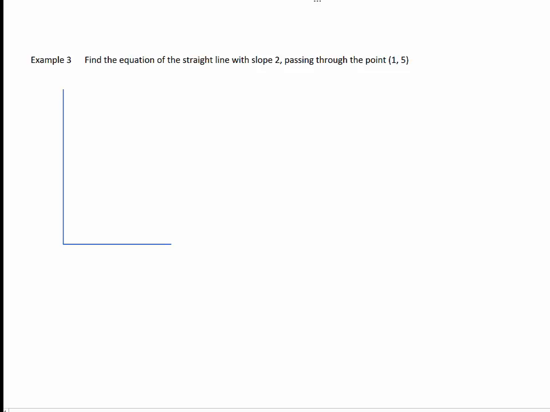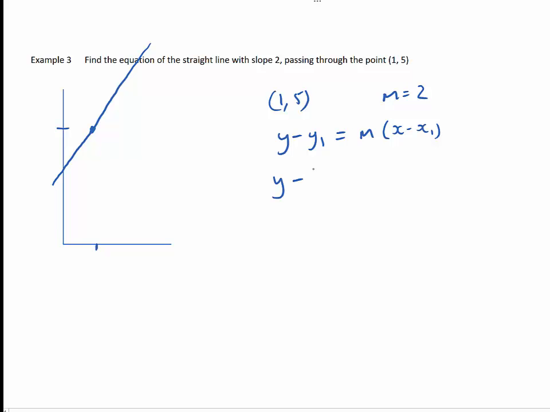Okay, this is a fairly typical example. Find the equation of a straight line with a slope 2 passing through the point 1, 5. Well, 1, 5 is perhaps somewhere like this, and a slope of 2 means it's rising quite quickly, so it'll look something like that. So the point is 1, 5, and m equals 2. So we had y minus the y coordinate equals the slope times x minus the x coordinate. So y minus 5 is equal to 2 times x minus 1.